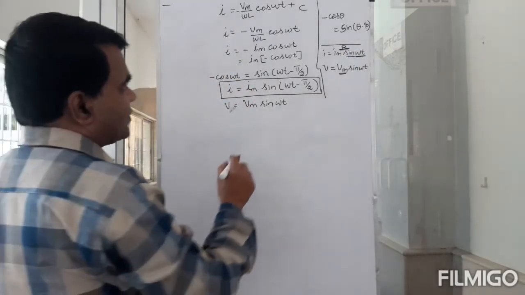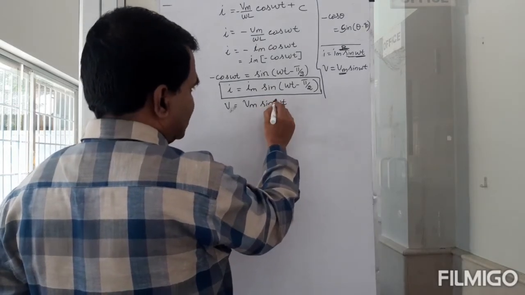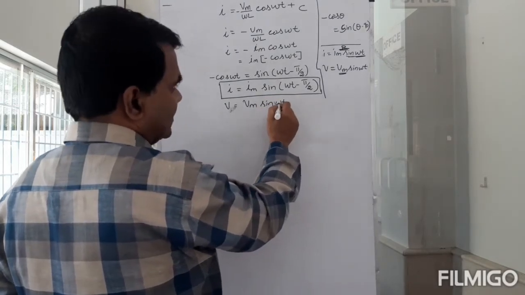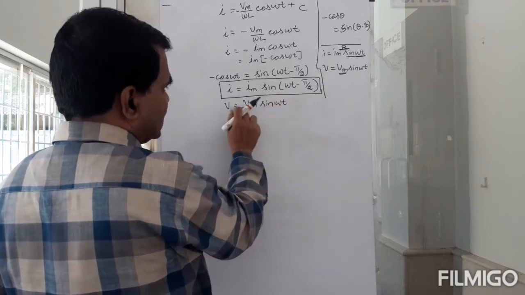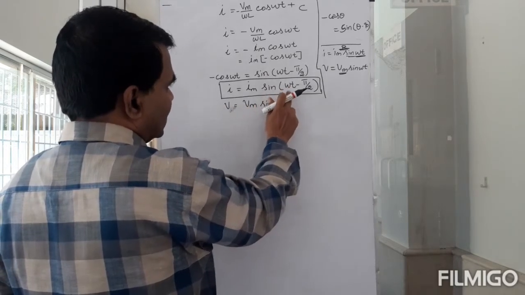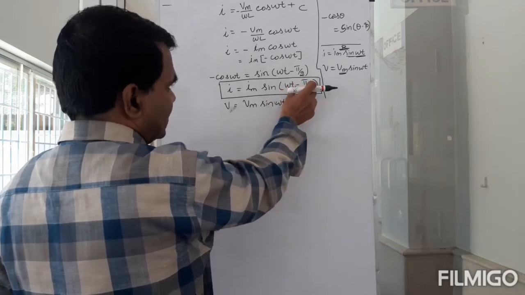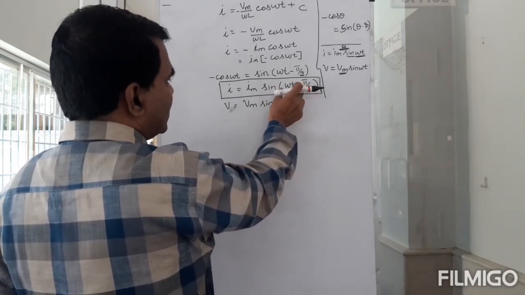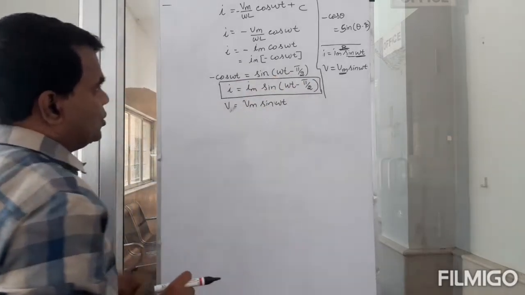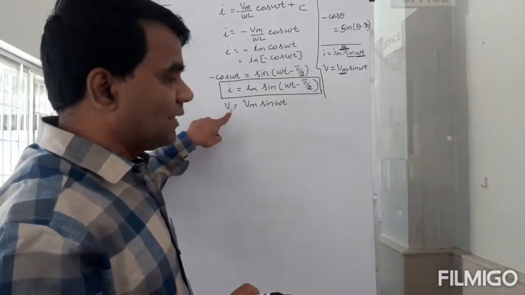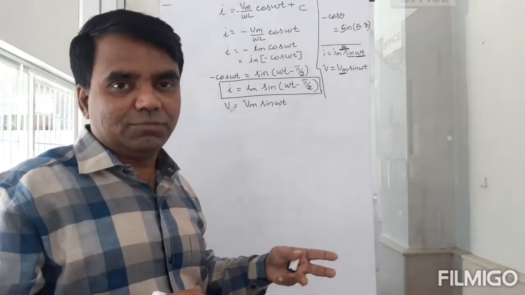Notice here, if sine omega t is 1, which means that omega t must be 90 degrees, then V is equal to Vm. But what happens here? If omega t is equal to 90, pi by 2 minus pi by 2 will cancel, and sine 0 will be 0, so I will be 0. So when the voltage is maximum, the current is 0.